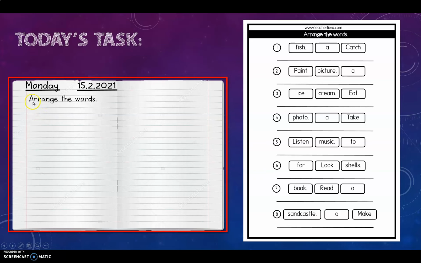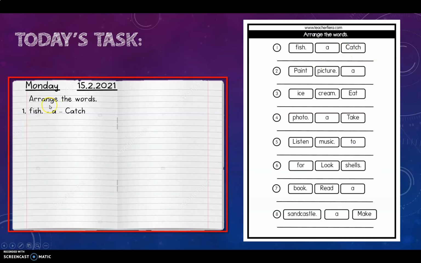First, in your exercise book you write the instruction, which is, sorry, it's not the title, it's the instruction. I'm sorry for that. Arrange the words. And then for number one, like this, you copy the jumbled up words here. Fish with full stop, a, and catch with capital C. Exactly like this.